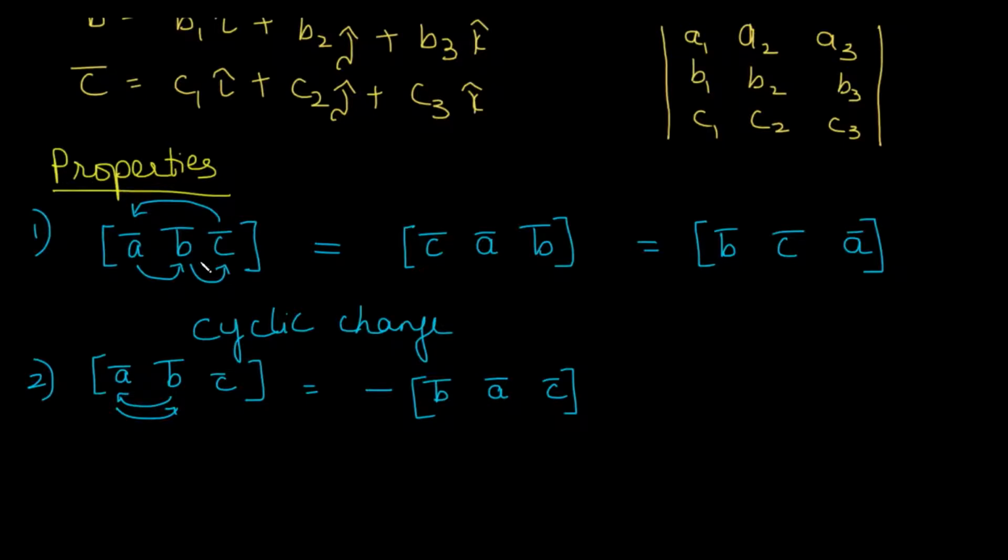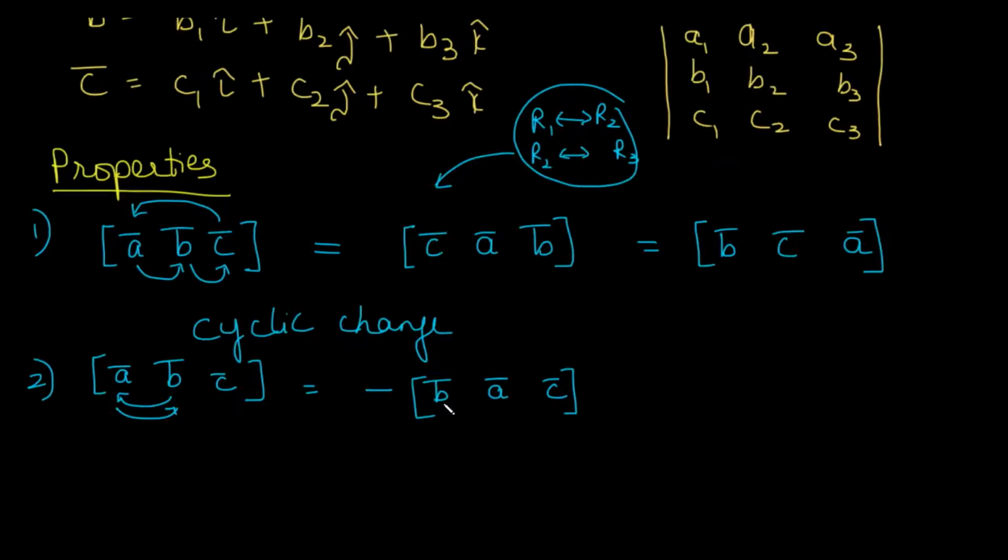The cyclic change of vectors in the triple product represents interchange of any two rows in the triple product. So for example, this is a determinant we are considering. If we interchange, say, R1 with R2 and also interchange R2 with R3, this is what is meant by cyclic change in this case. So similar to determinants, we can get these properties.